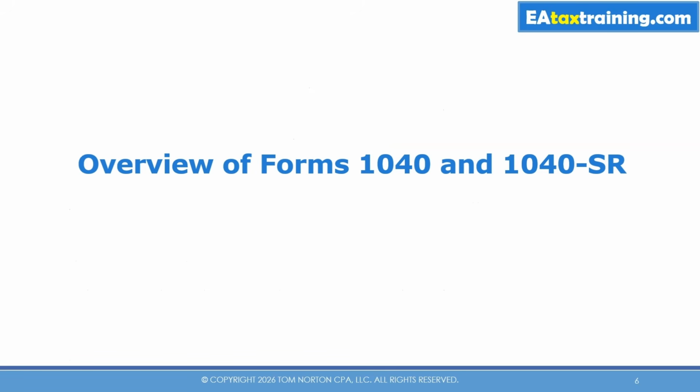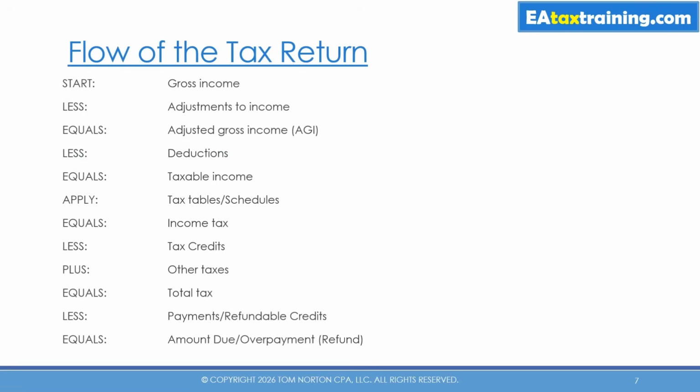So now let's do an overview of Forms 1040 and 1040 SR. And we'll start, before looking at the forms themselves, with looking at the overall flow of the income tax return. This is kind of the big picture look at what we are trying to do. So we're going to start with our gross income. And the idea is to figure out, do we owe the IRS money or do we get a refund from the IRS? But in order to get there, we have all of these steps that we need to go through.